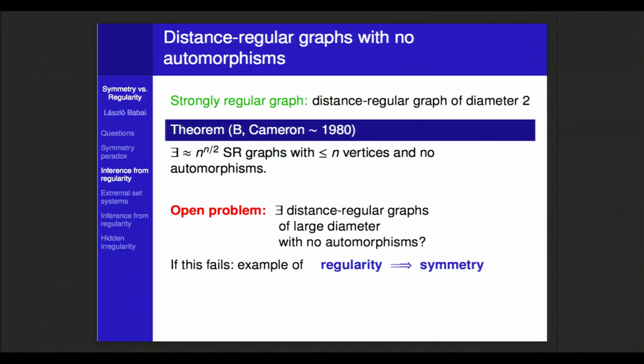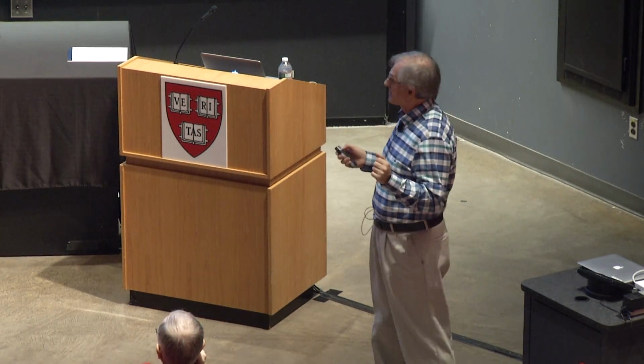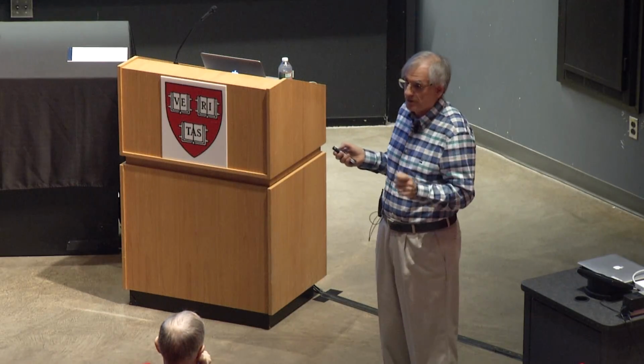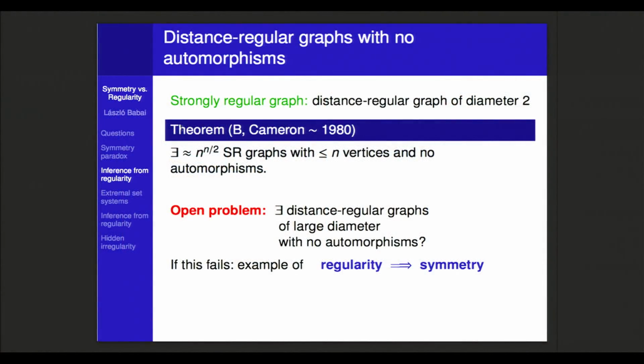So now I indicated that we can construct large families of asymmetric strongly regular graphs, but distance regular graphs, well, they are distance regular, however, they have diameter 2. And it is an open question, as far as I know, whether or not there exist distance regular graphs of large diameter that have no automorphisms. I find this a fascinating question. If this fails, it would be a stunning set of examples where the regularity assumption implies symmetry.